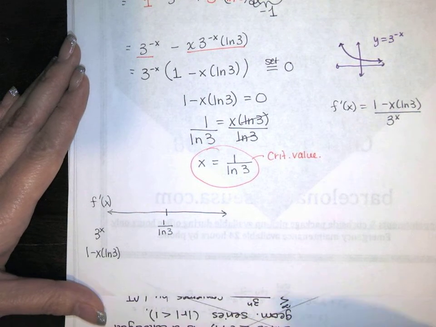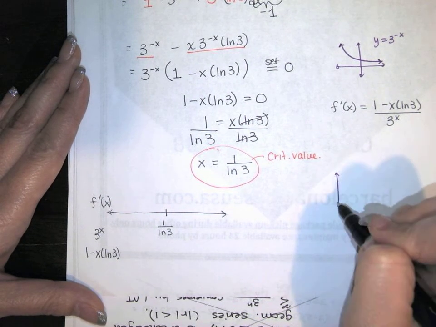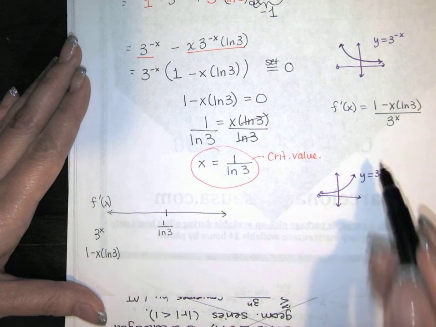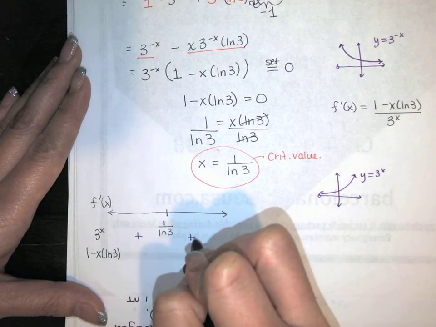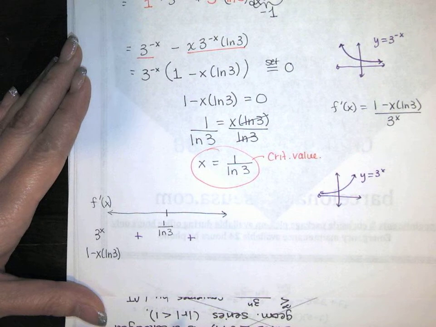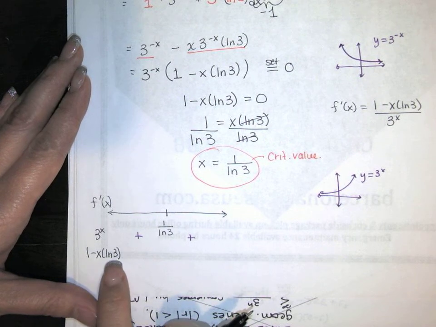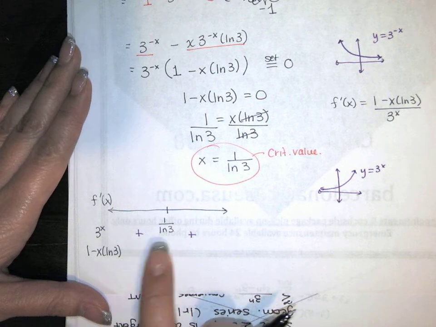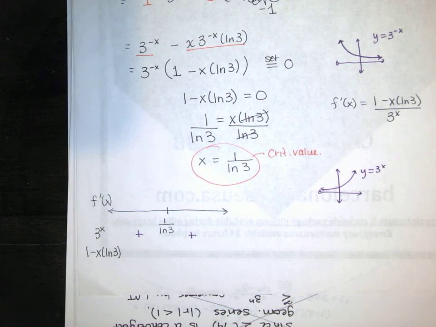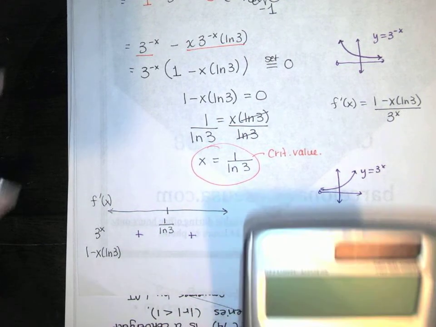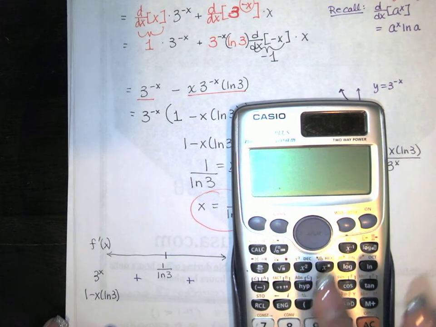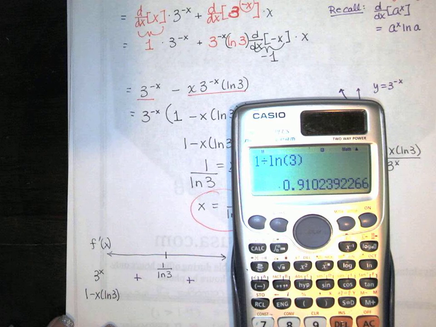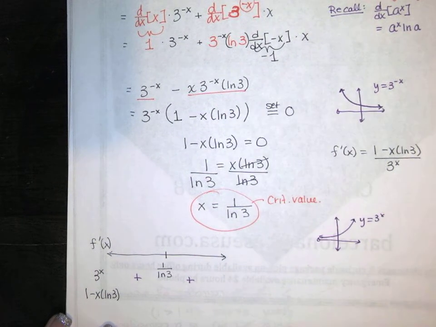Well, 3 to the x. Again, because of the graph of 3 to the x, because of the way exponential functions behave, I know that's always positive. It doesn't matter what x is, that's positive. And then down here, if I want to figure out what happens to the left and right of 1 over natural log of 3, I need to find out what 1 over natural log of 3 is and find numbers to the left and right of that number. Just need a numerical approximation. So I've got 1 divided by natural log of 3. It's about 0.9, approximately 0.9.